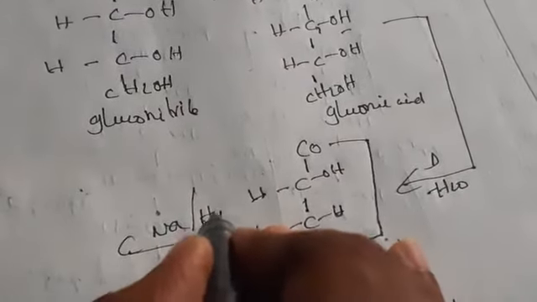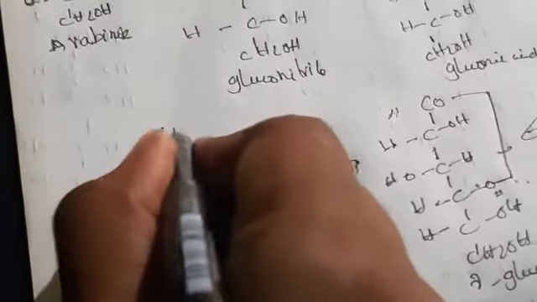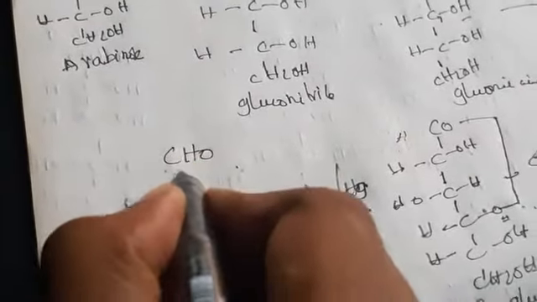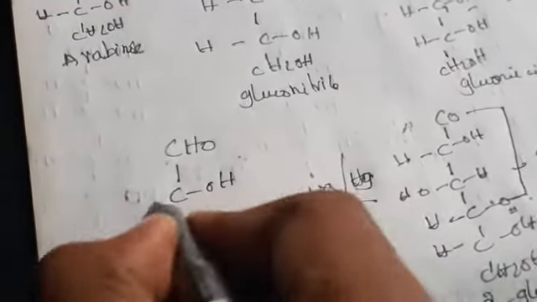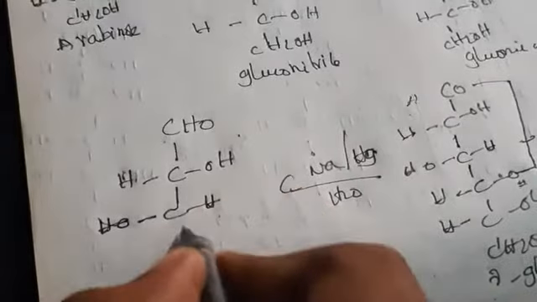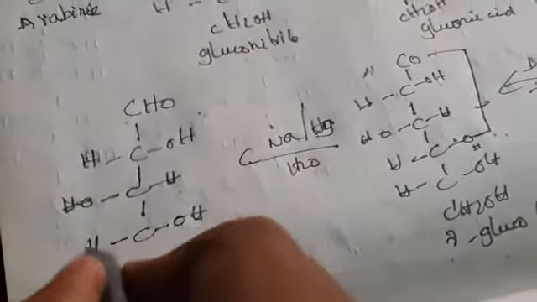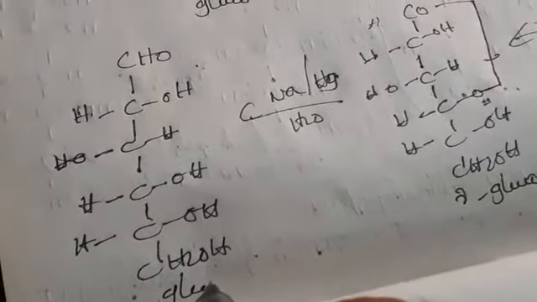When we do reduction here, Na in the presence of Hg and water, what happens? H plus is going to add, meaning the bond between these is breaking, here H and here H. So it is taking reduction, and automatically glucose is forming: CHO, H, OH, OH, H, OH, H, CH2OH. So this is the glucose.